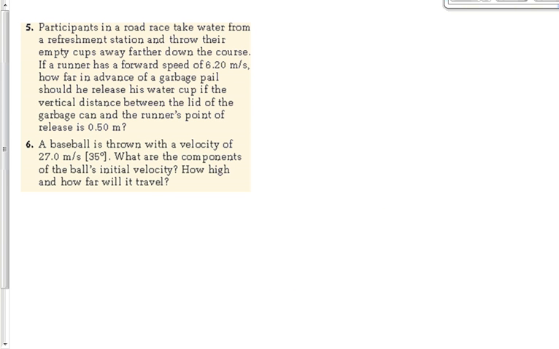This one says a baseball was thrown with a velocity of 27 meters per second at 35 degrees. What are the components of the ball's initial velocity? So in other words, what's the x component, what's the y component? All we're asked for in the beginning is, hey, we don't like the funny angle. Break it down into its x and y. Just go off to the side, do your thing. You've got the answer to the first part of the question.